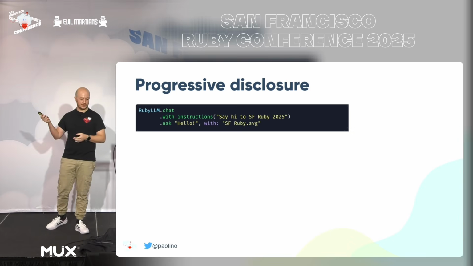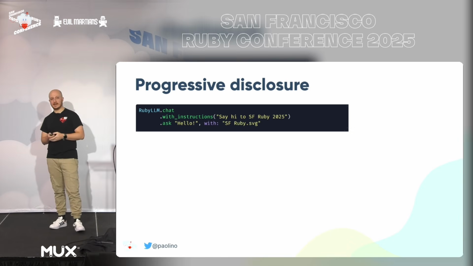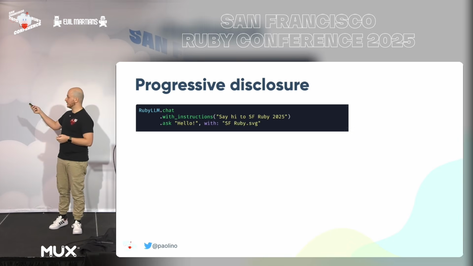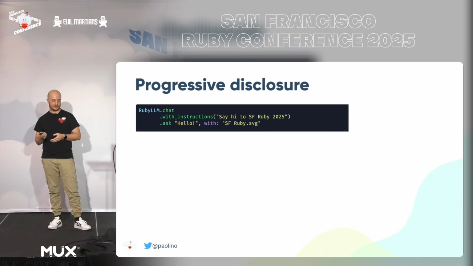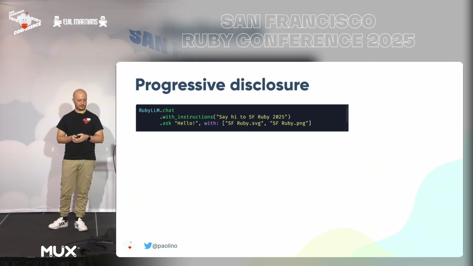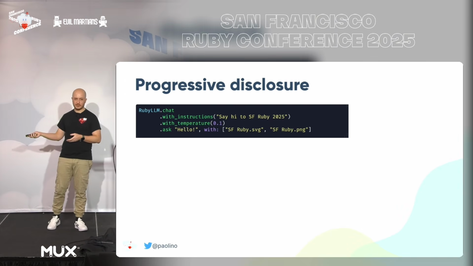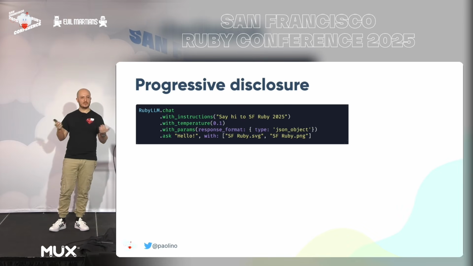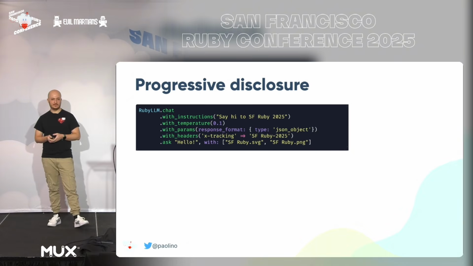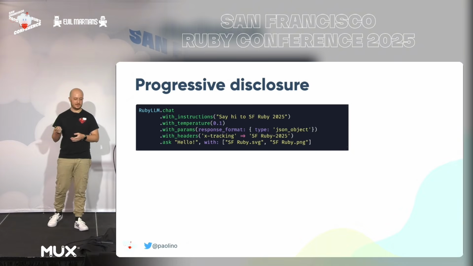You can add the system prompt with instructions. You can add attachments with a with argument of the ask function. You can also add multiple attachments. You can add temperature. You can add parameters that are custom for each single provider. You can even add headers that are custom for each single provider.